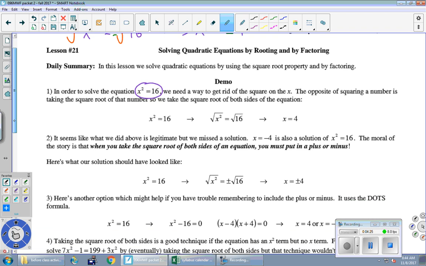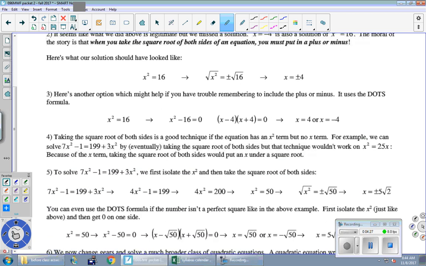Okay, let's take a look at another one. We're going to try this one down here: 7x squared minus 1 equals 199 plus 3x squared. I'm going to squeeze this one over here. So here's the first technique. The first step is to isolate the x squared.